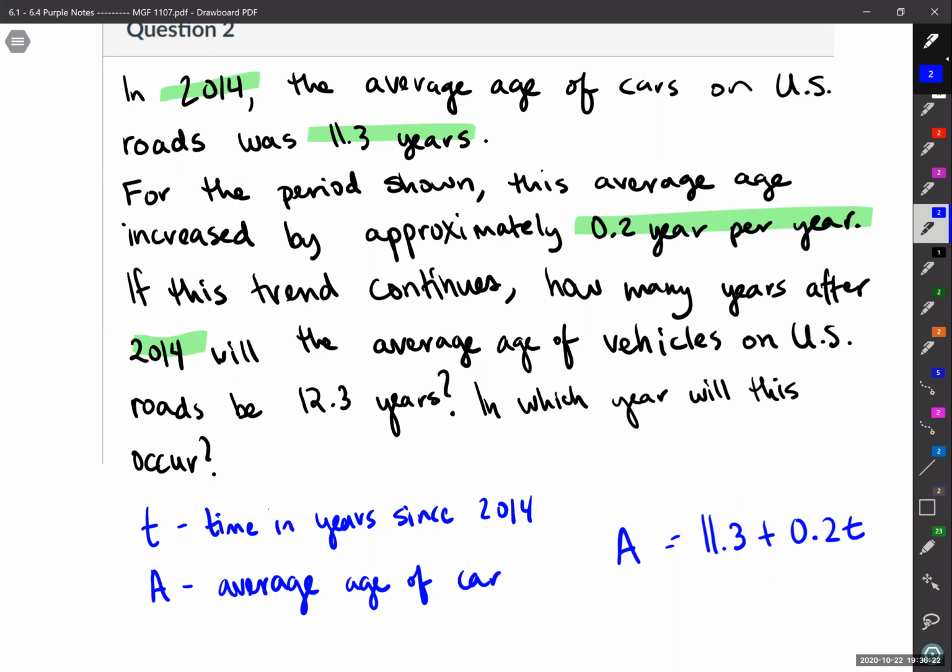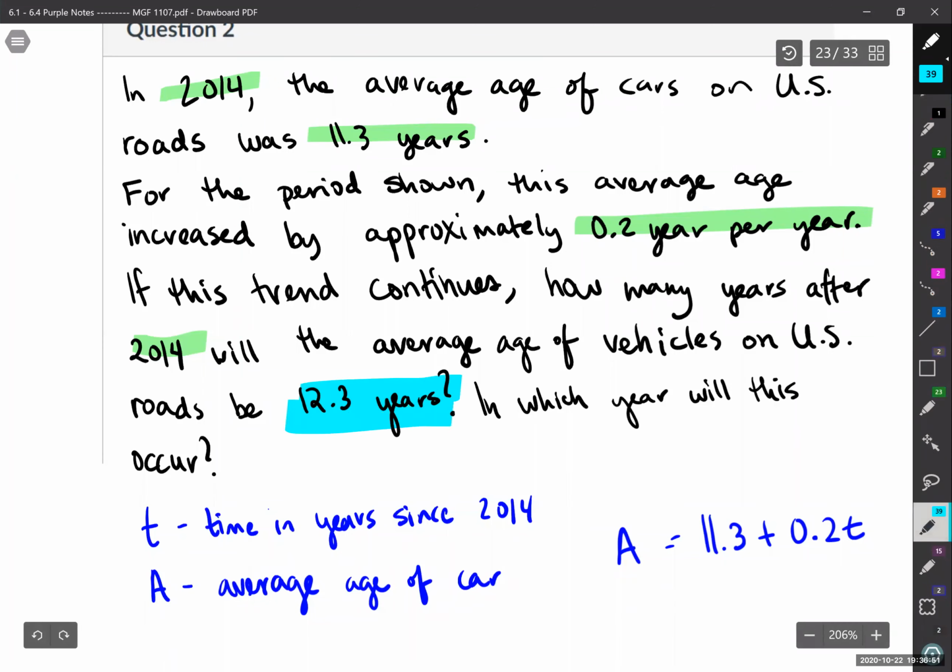Now, what are they asking us to answer? What additional information do they give us? An age or time? Read through the problem. Would we agree they gave us an age? They gave us the age of 12.3. And aren't they wanting to know what time this occurs? So they've given us part of a linked pair. So I would say 12.3 is my age, but it has to fit this model.